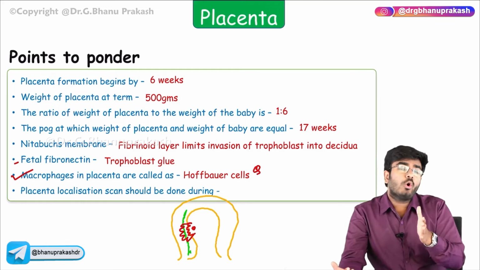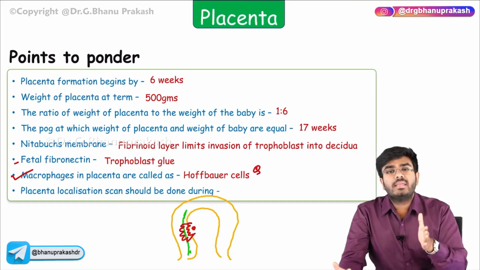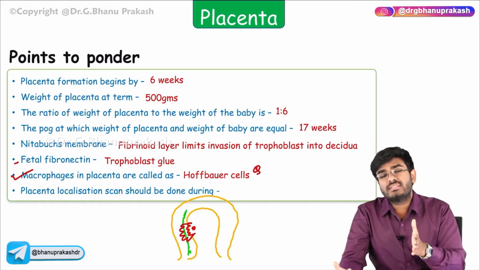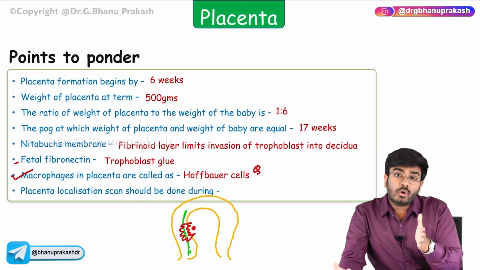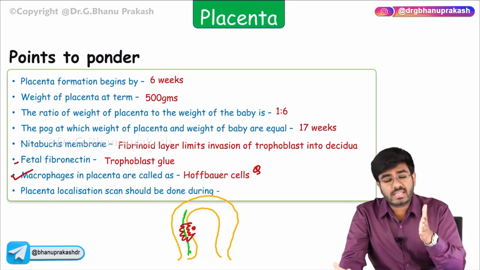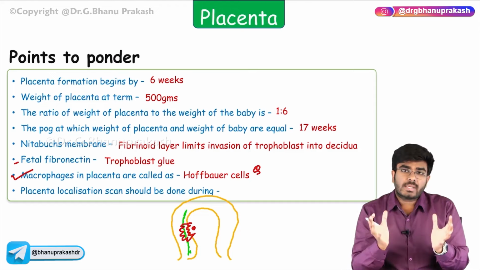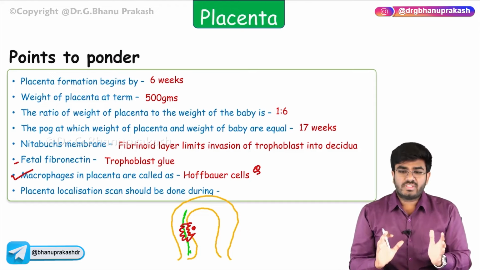So placenta localization scan should be done in the third trimester. If you want to know where exactly the placenta is, it should be done in the third trimester. If you do this in the first trimester and second trimester, you won't get the exact position. Why? Because it keeps on changing with time.